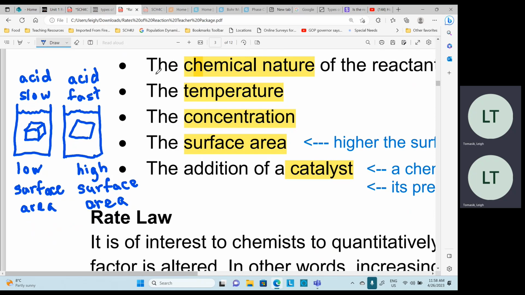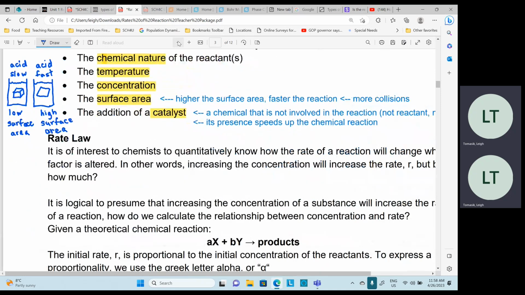Concentration. Let me zoom out a little bit. Okay, so surface area, the higher the surface area, the faster the reaction because there are more collisions between actual particles.